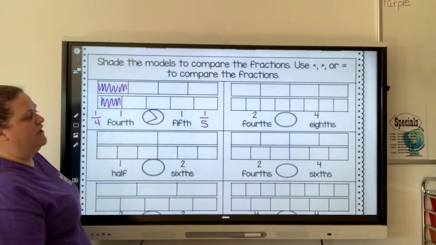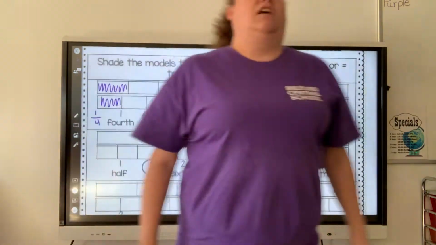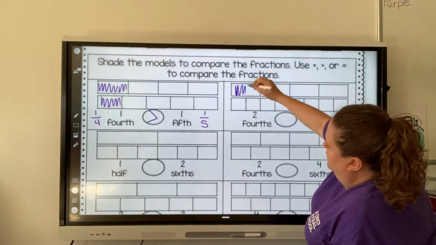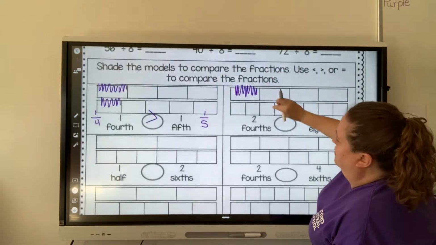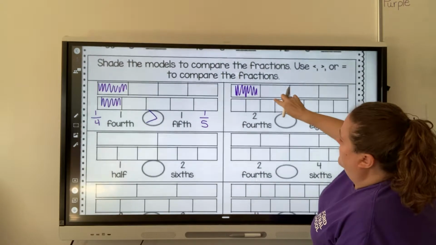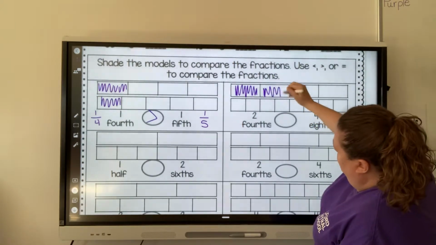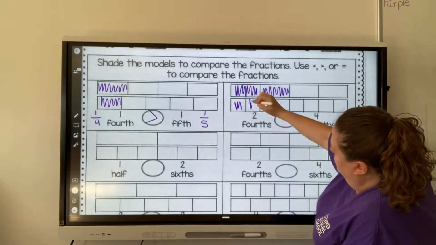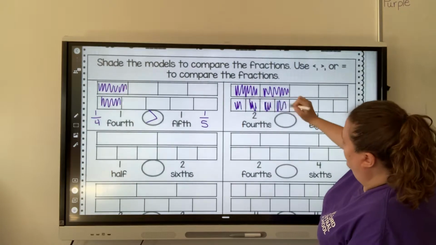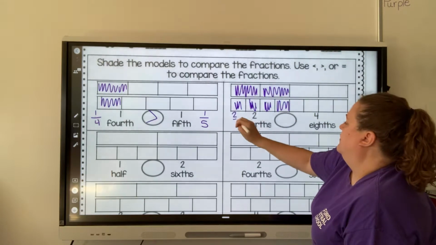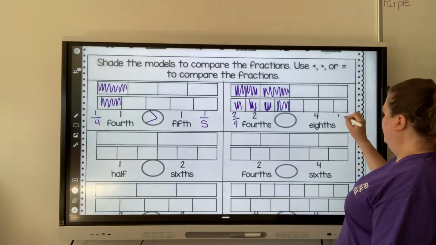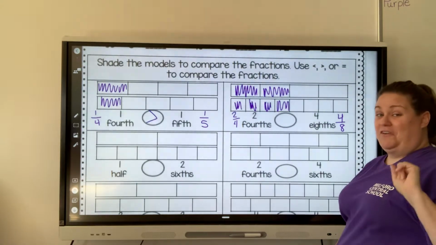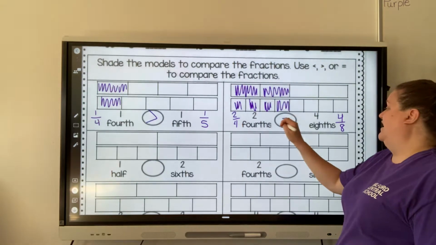So we're going to come over here and we're going to do 2/4 versus 4/8. So 2/4, 1, 2. And then 4/8, 1, 2, 3, 4. So 2/4, 4/8. Are they greater than, less than, or equal to? If you colored them in nice and neat, you're going to notice that this one is equal to.